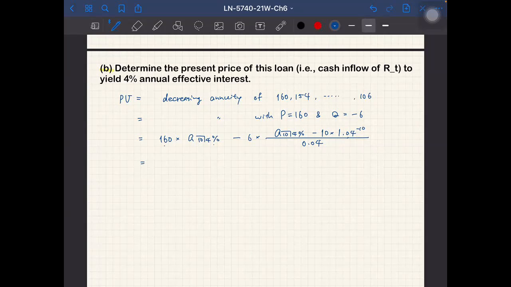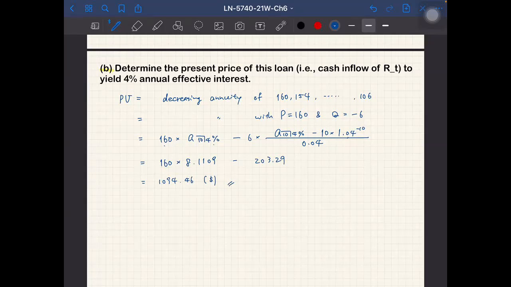Then we can calculate the present value by calculator. This is equal to 160 times 8.1109, minus this amount. The a angle 10 has already been calculated, so just plug in numbers and this becomes 203.29. So this is equal to $1,094.46. This is the answer.